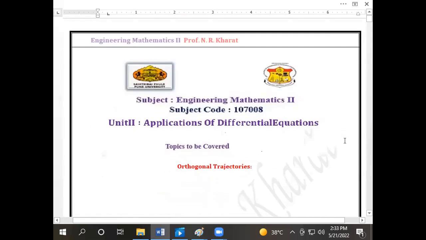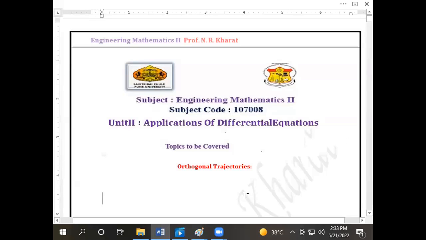Today we will start unit number 2, applications of differential equations. In today's lecture, we will cover orthogonal trajectory.